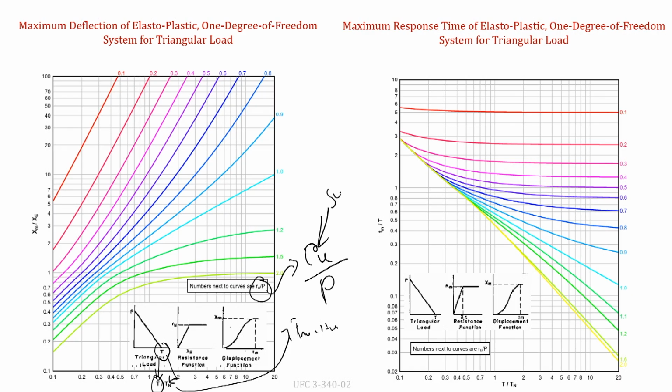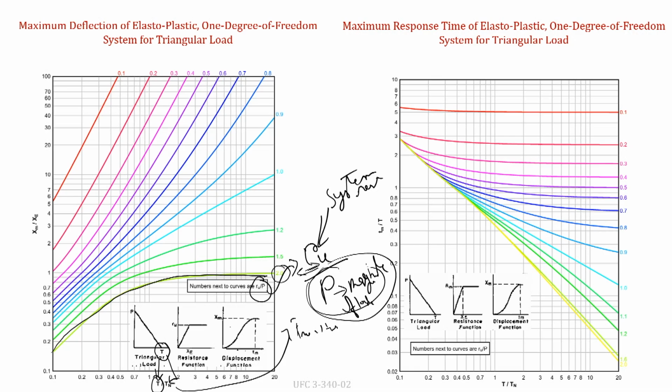Ru is the system resistance and P is the magnitude of loading. So, here if the resistance of the system is large with respect to the applied loading, the entire response of the system will lie in the elastic phase. As the resistance of the system decreases with respect to the magnitude of the increasing loading, the system changes from an elastic curve to an elastoplastic curve.